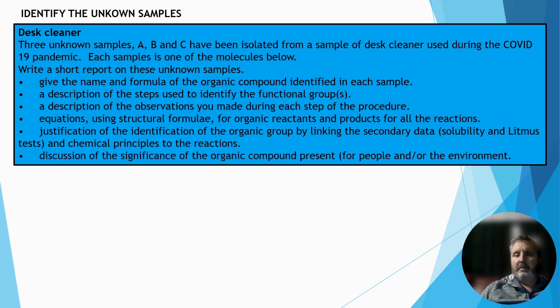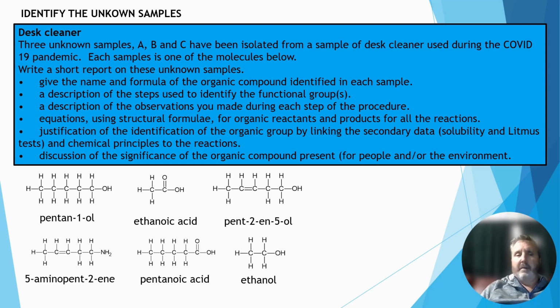And the last thing is we actually have to look at the molecules' safety data, and we need to give some advice on whether we think it's appropriate to be used in this scenario that they give us. So in this example, for the desk cleaner, they've said that there are these 6 possible molecules. So we're going to be given 3 unknown samples, and we would go through and write observations for 3 unknown samples.